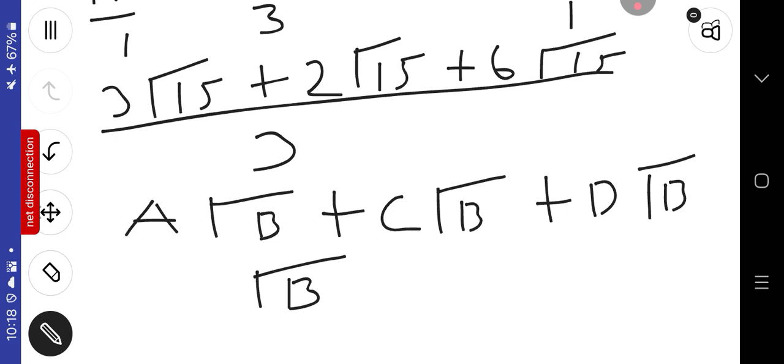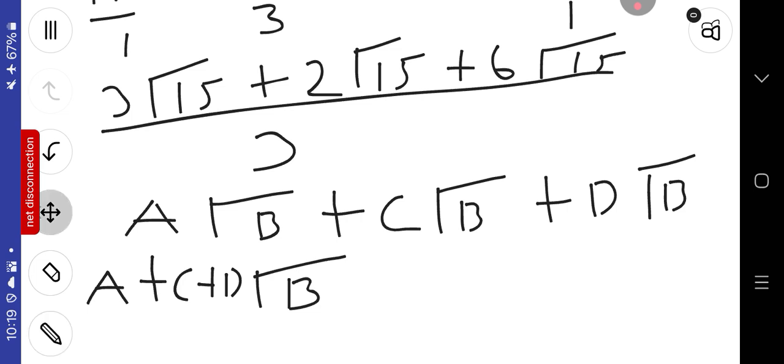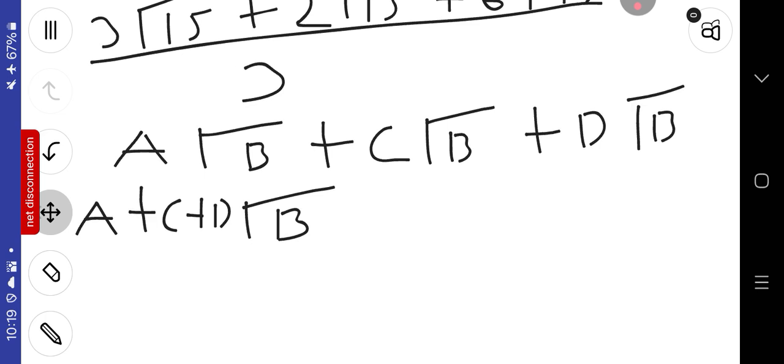So we are going to pick 1 square root of B, and then add what is in front of the square root of B. So the first B, you're having A. The second one, you're having C. The third one, you're having D. So that is how we do it. Now we are going to apply the same concept to our question. So you're going to pick root 15.